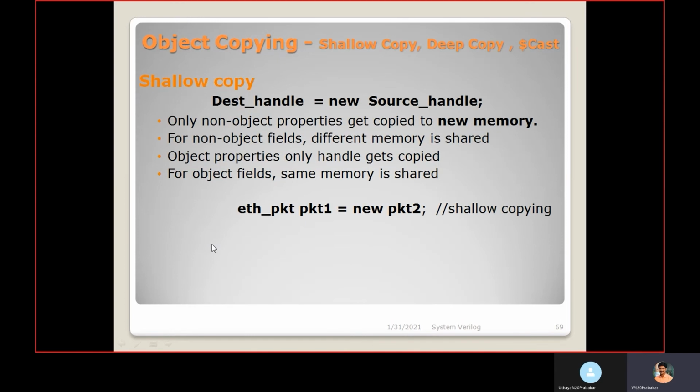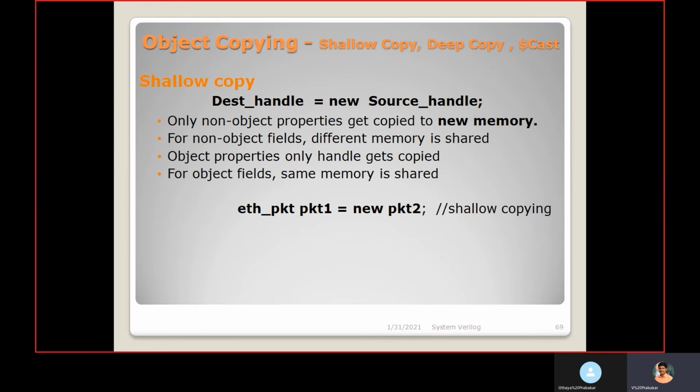Then we have two methods of copy: one is shallow copy and the other is deep copy. This is the general syntax for doing the shallow copy: destination handle equal to new source handle. So in the class assignment, when you change a variable in a particular class, that will affect the other handle, because both are pointing to the same memory location.